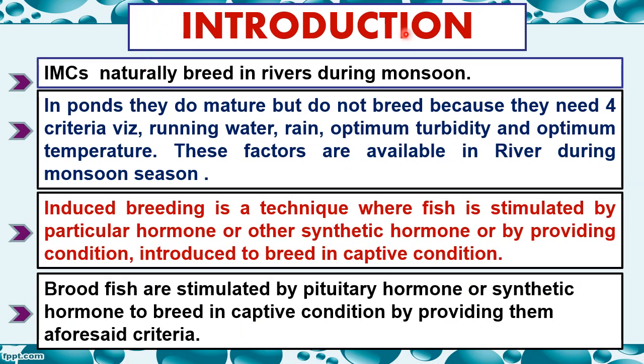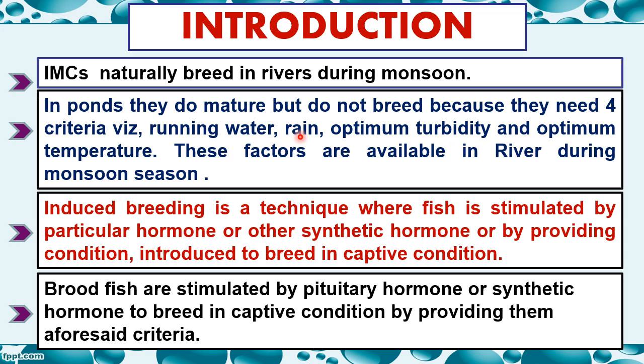As you all know, Indian major carps and Chinese carps naturally breed in rivers during monsoon, because during monsoon several physicochemical parameters which are essential for breeding in fish are active in riverine conditions. In ponds, although the carp fish get sexually matured, they never breed in confined water like ponds, because in the pond environment, physicochemical factors essential for breeding in fish are not available.